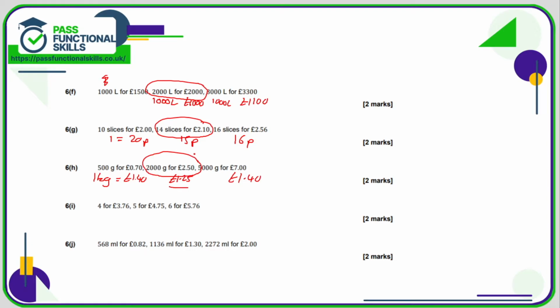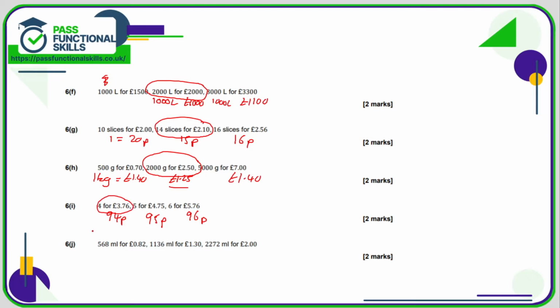For 6I, we're going to work out the price per item. So if 4 costs £3.76, then 1 is going to be £3.76 divided by 4, and that works out as 94 pence per item. If 5 costs £4.75, then 1 is going to be £4.75 divided by 5, which is 95 pence per item. And if 6 costs £5.76, if I divide 5.76 by 6, I can work out that the price per item is 96 pence. So therefore, the best value for money is going to be the 4 for £3.76 there.